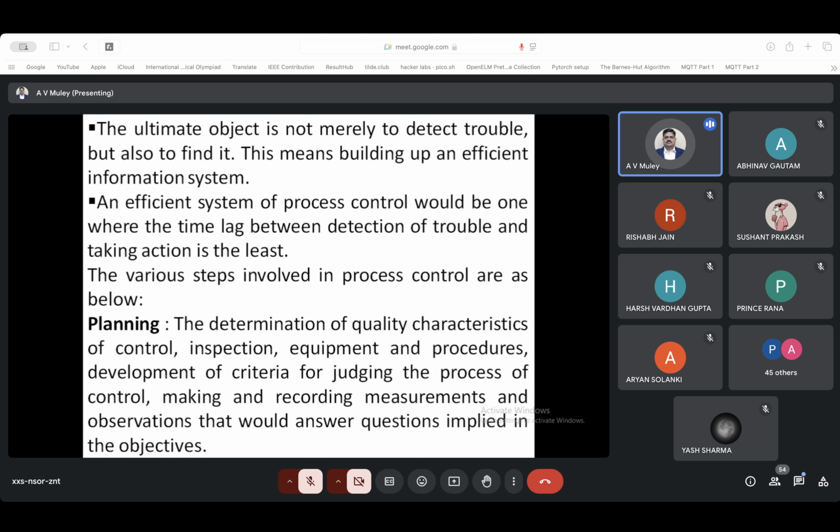तो सबसे पहले क्या करना होगा प्रोसेस कंट्रोल में आपको, planning, the determination of quality characteristic of control, inspection, equipment and procedure, development of criteria for judging the process of control, making and recording measurement and observation that would answer the question implied on the objective. पहले आपको प्लान करना होगा, you have to decide about the procedure, you have to decide about, for example, different control, the criteria, the inspection, the equipment, the judging process, etc.